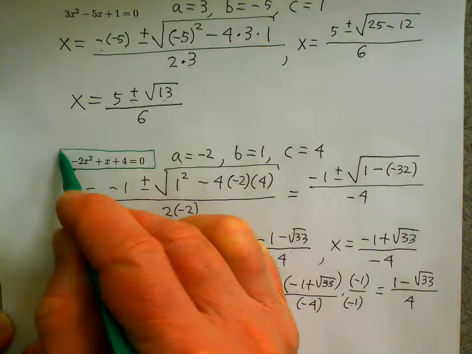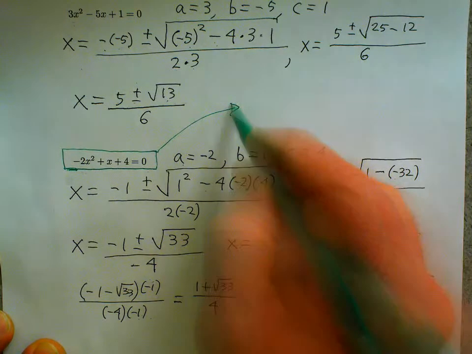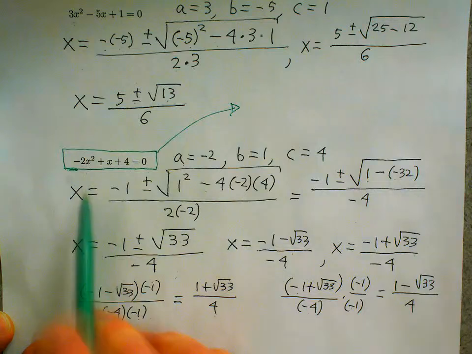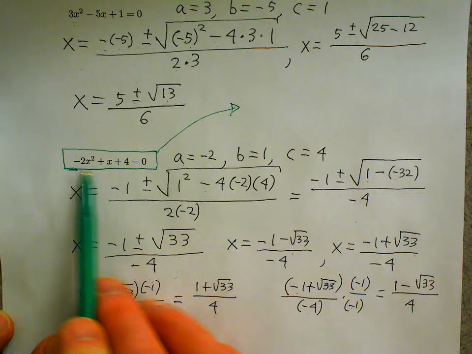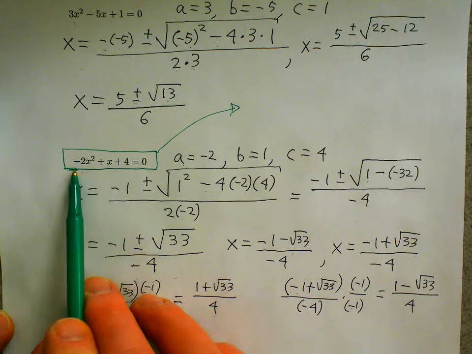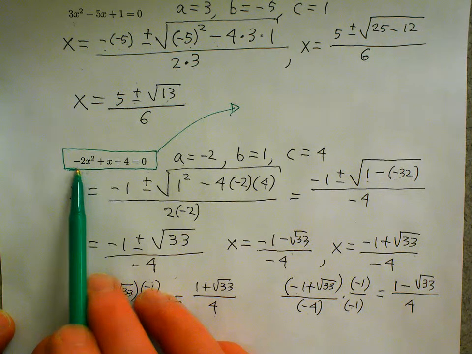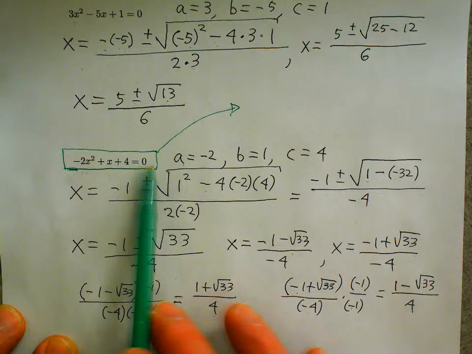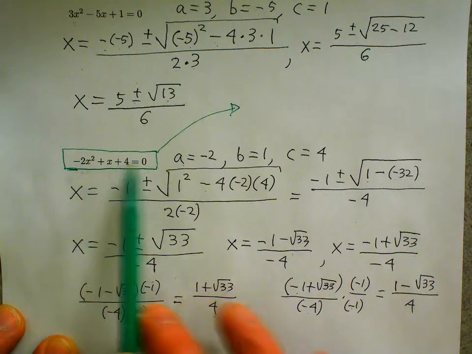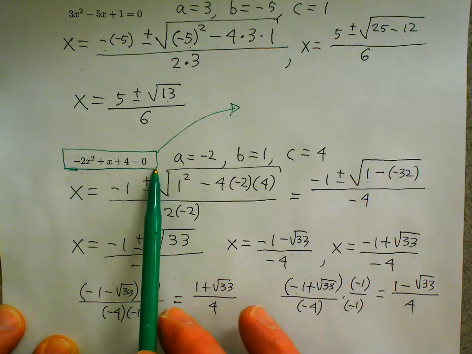And I did mention this in a previous class. We started out with -2x squared plus x plus 4 equals 0. In general, when the coefficient of x squared is negative, the arithmetic is a little more complicated. But you can avoid it if from the start you multiply both sides of this equation by -1. That's legal.